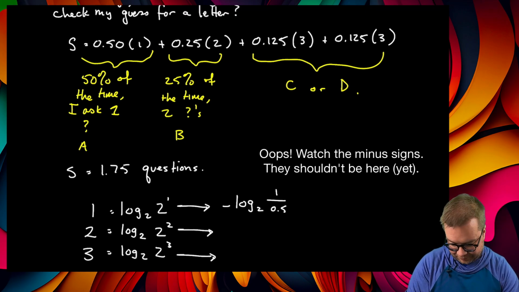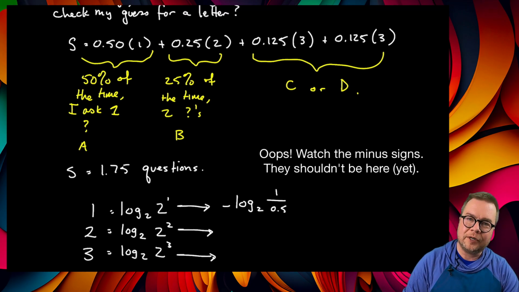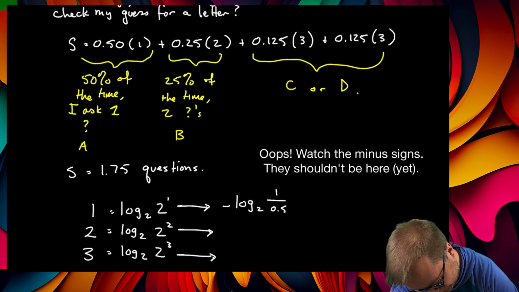Well, let's put it a different way. I put 2 in the denominator and I bring the minus sign in so I can put it in the denominator. How about that? And so I can also write this as minus log base 2 of 1 over 0.25. And this is log base 2 of 1 over 0.125.